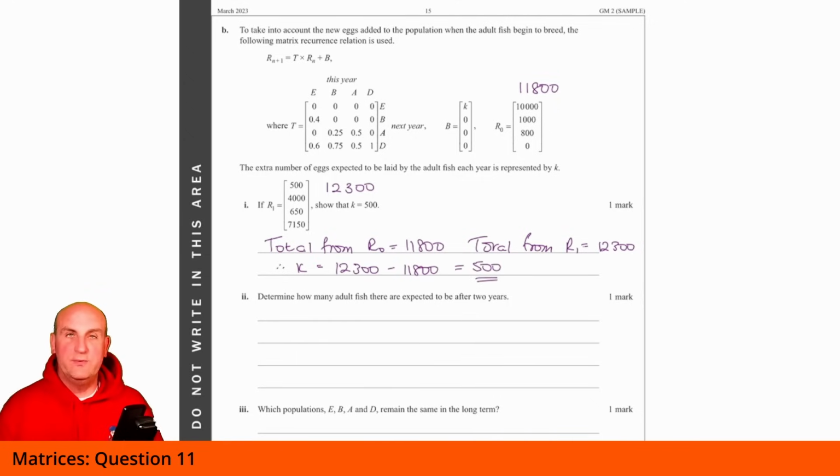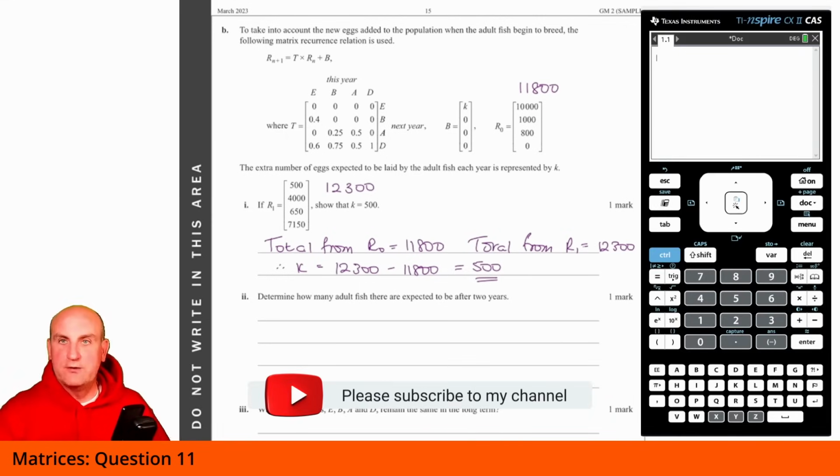And I know that lots of people do it in different ways. To me, I've seen this type of question over and over again, and I just like the simplicity of the idea of, well, let's just add them up, add all those numbers together, and work out what the K is. Determine how many adult fish there are expected to be after 2 years. All right, well, this is a calculator question. So let's crash out of that for the moment, and let's see what we can come up with.